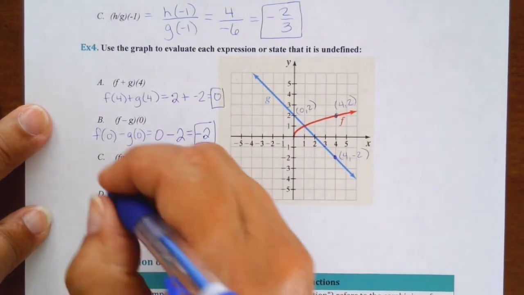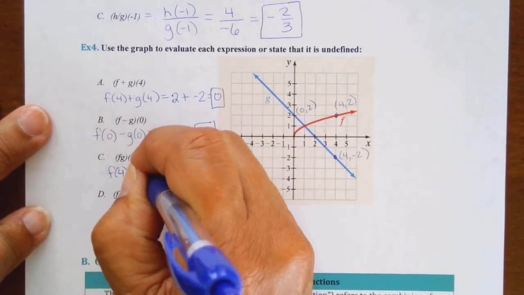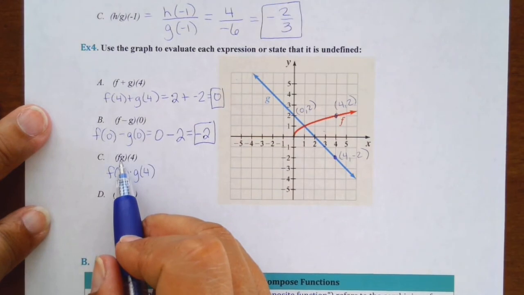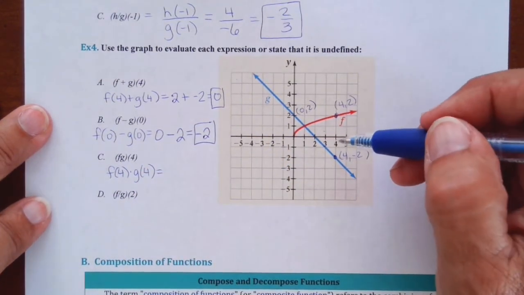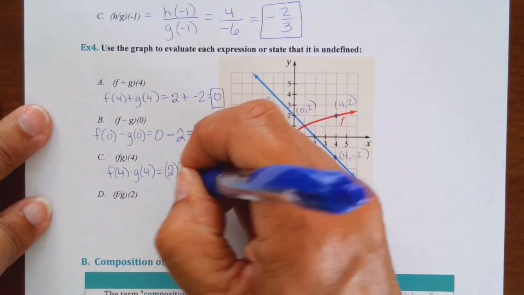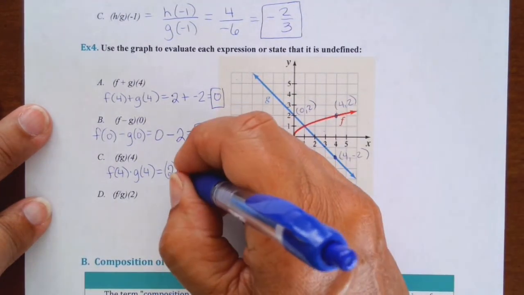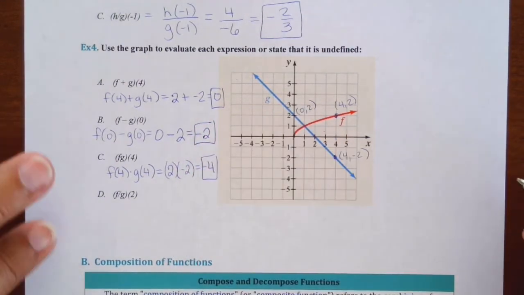All right, now we're going to multiply f of 4 times g of 4. Remember, when there's no sign in the middle, that's a multiplication problem. Okay, so again, we've already done f of 4. That was 2, times g of 4, which we also did, was negative 2. So that would give us negative 4.